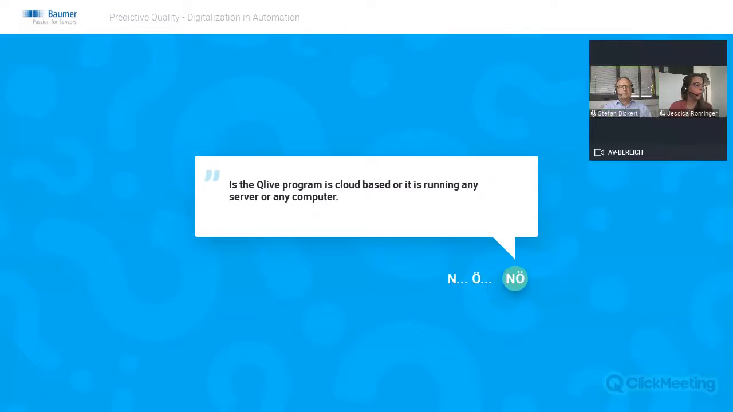Is the QLife program cloud-based, or is it running on any server or any computer? It is right now running on a SQL server. The server is typically located at your site, so you have control of the server. So it is a server-based, SQL server-based solution.